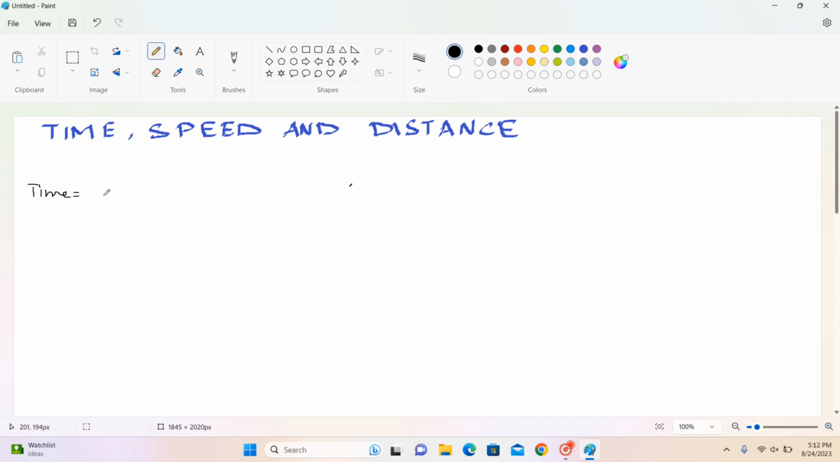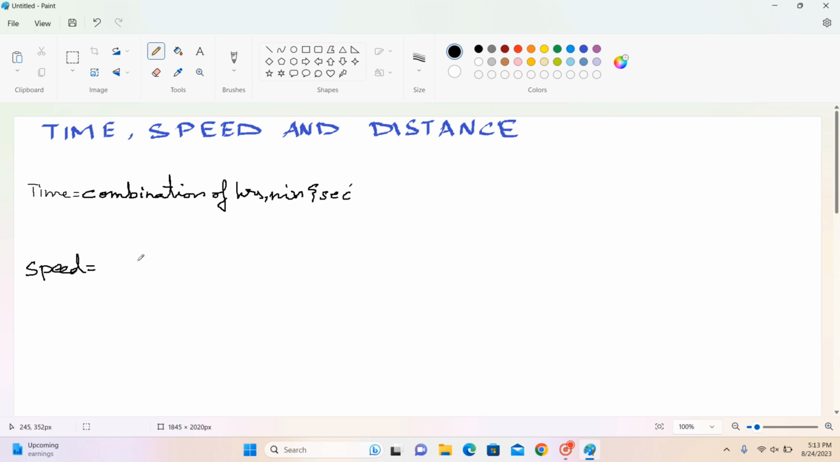What do we mean by time? In time we will have hours, minutes and seconds. So can we tell that time is a combination of hours, minutes and seconds. Okay, next is speed.